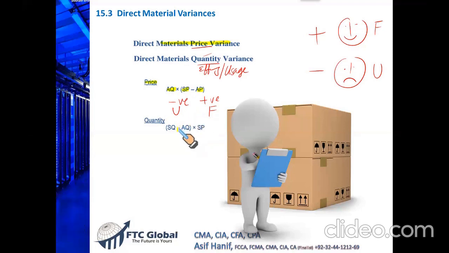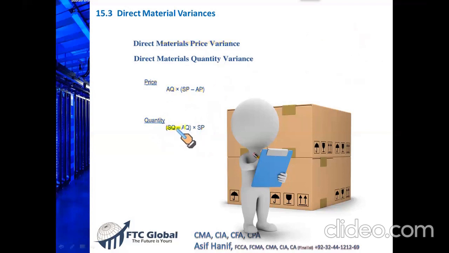Now here is the quantity variance, sometimes called efficiency variance or usage variance. It is the difference between the standard quantity that you should have used as per the standard minus the actual quantity that you actually used, multiplied by the standard price. Please note down these formulas right now, because I'm going to solve the questions using these formulas, and I will show you how we can input the numbers and find our answer. Please note this down.